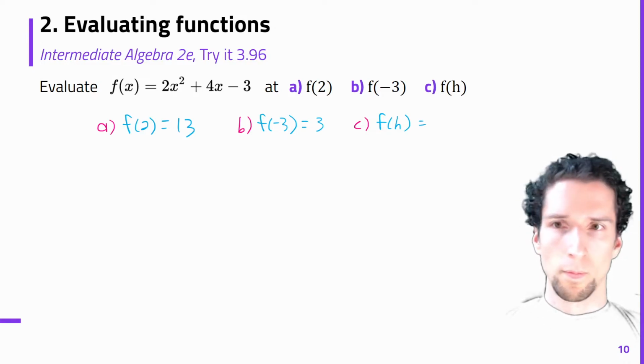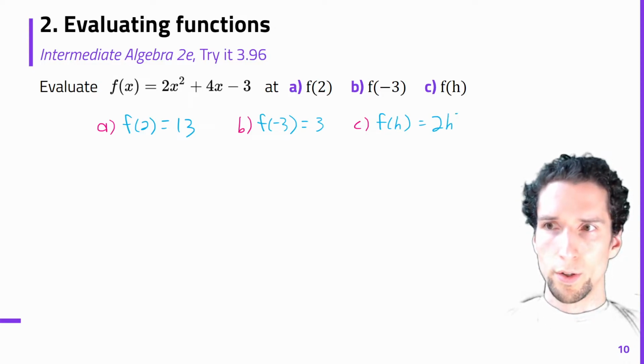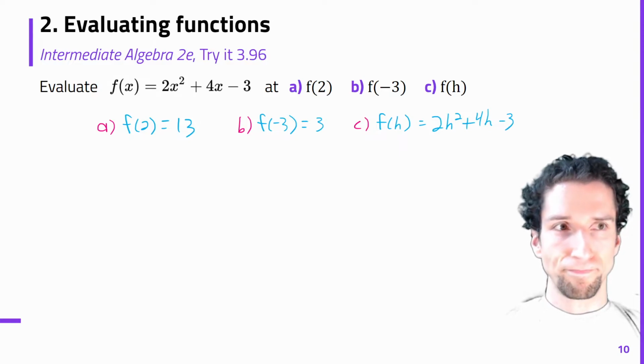It's 2h squared plus 4h 3. Hopefully you got the same results.